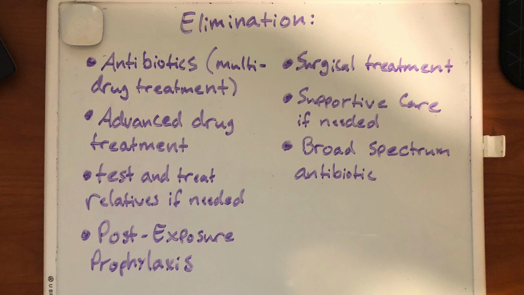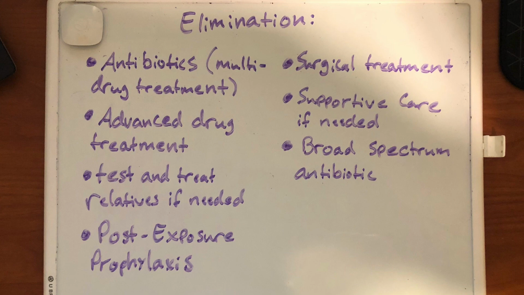Third, we have test and treat relatives if needed, and treat those relatives if they have tested positive. Fourth, we have post-exposure prophylaxis, and that would be for any positively tested individuals. They should be treated with antibiotics to prevent any symptoms, if there aren't any, so as to stop the infection from fully manifesting. Fifth, we have surgical treatment. This is not used anymore because the multi-drug treatment is so effective.